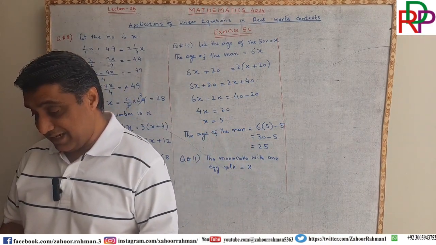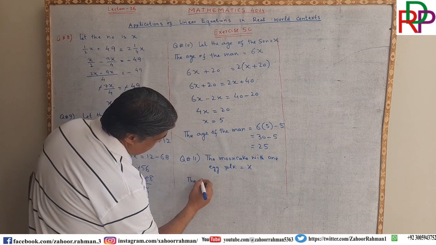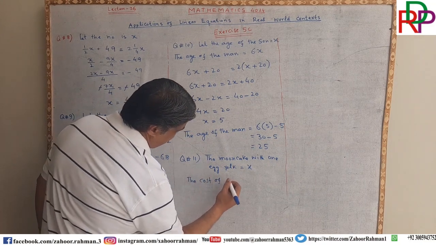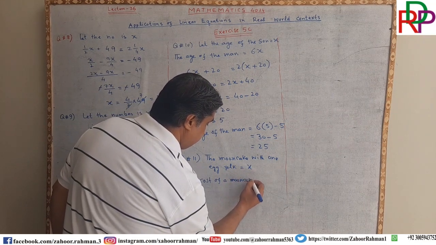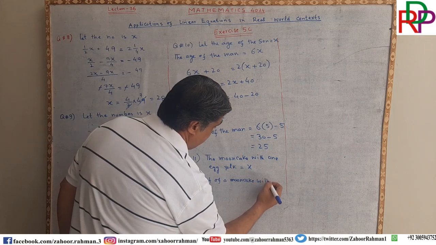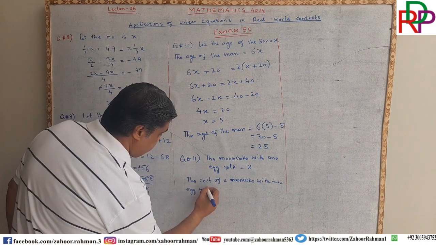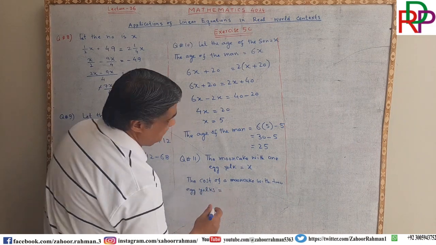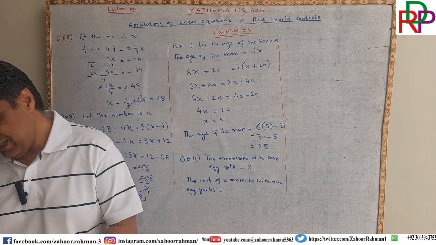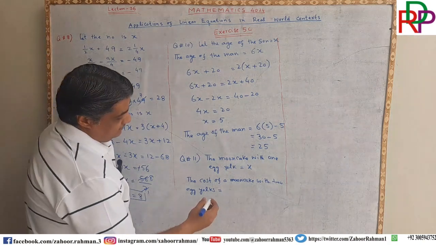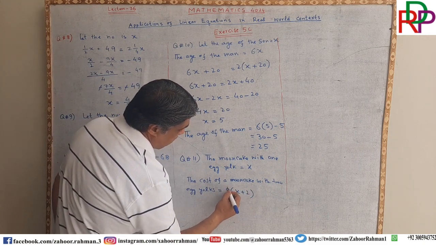And then they are saying the cost of a moon cake with two egg yolks. The cost of a moon cake with two egg yolks is equal to 2 more. Yes, the question is saying that it is 2. So we have to say x plus 2.